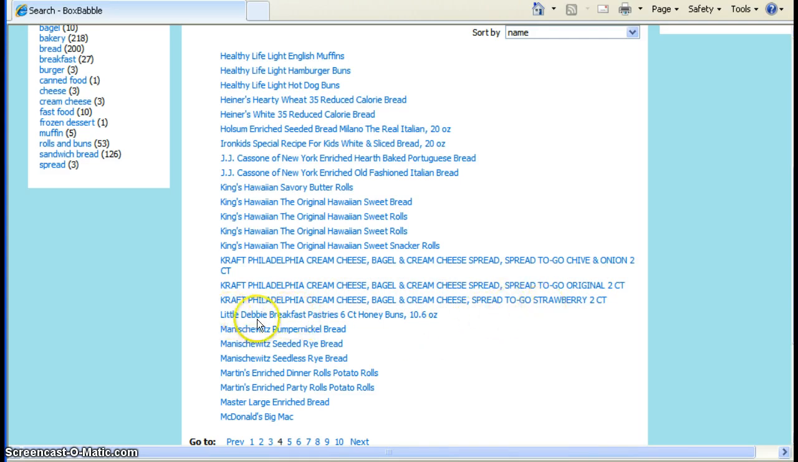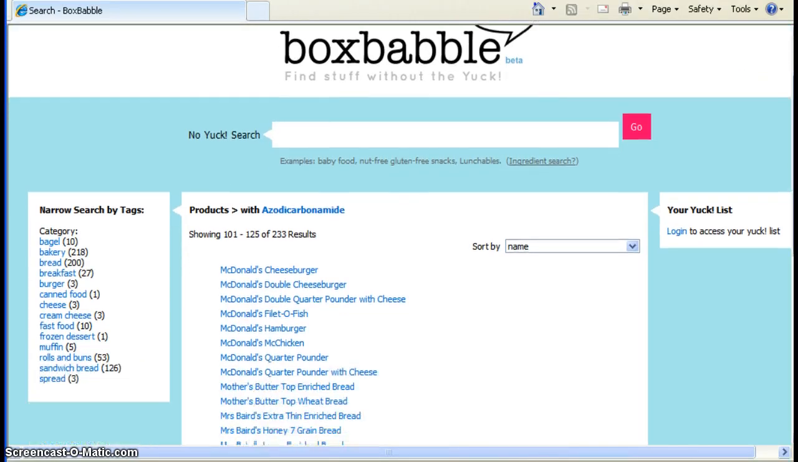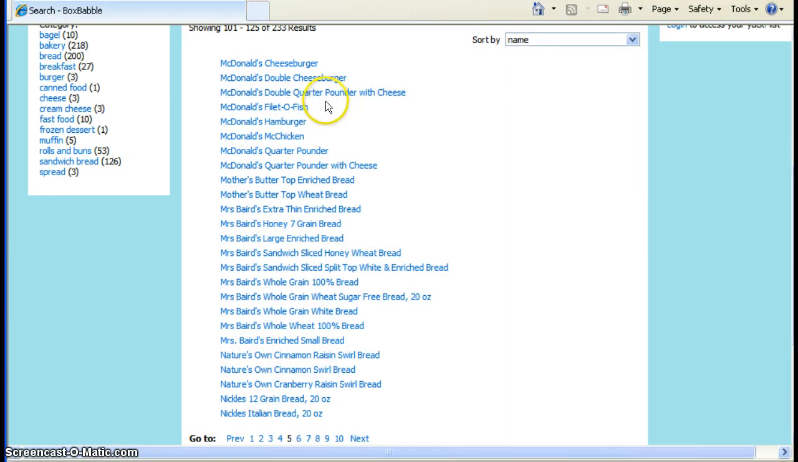Ooh, Little Debbie breakfast pastries. 6-count honey buns. And then we have McDonald's Big Mac, of course. McDonald's cheeseburger. McDonald's double cheeseburger. See their bread products on their burgers? Double quarter pounder, filet fish, hamburger, McChicken, quarter pounder cheese.